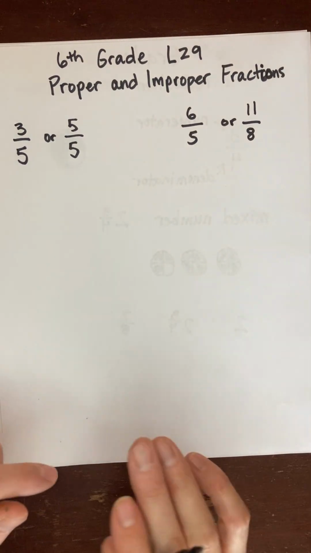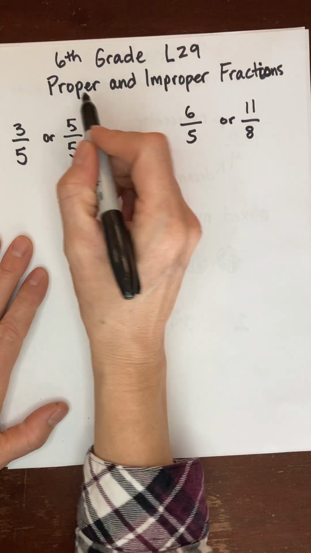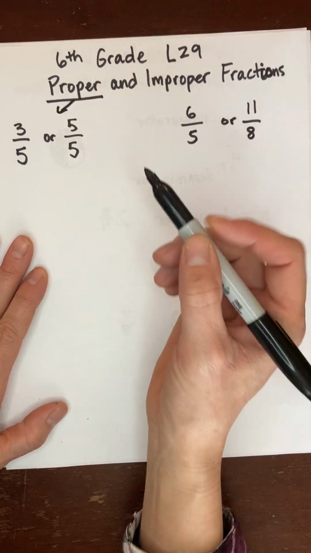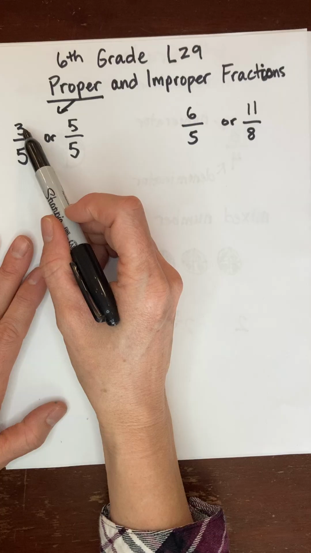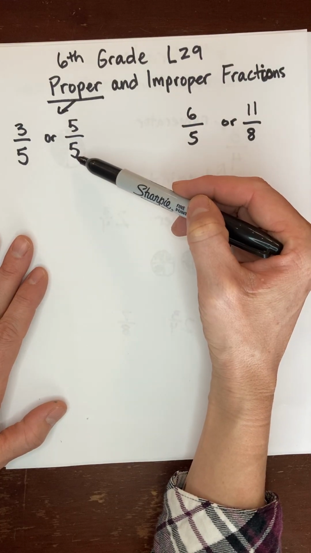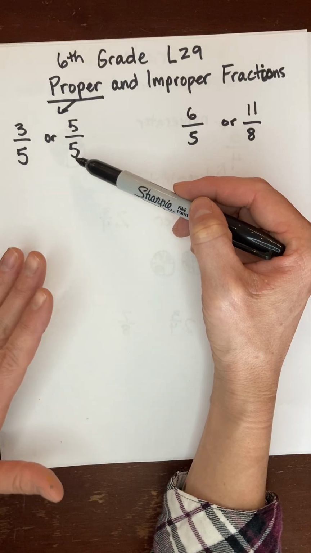Lesson 29, we're looking at proper and improper fractions. A proper fraction just means that, these are examples of proper fractions, the numerator is smaller than or equal to the denominator. That's the only criteria. We call it a proper fraction.